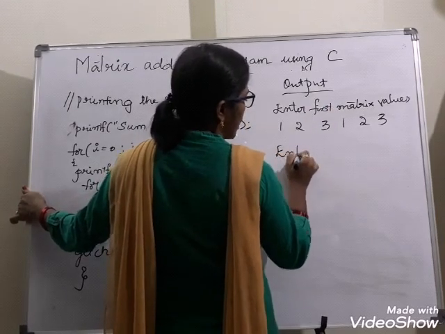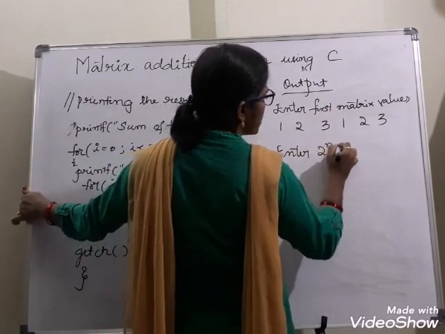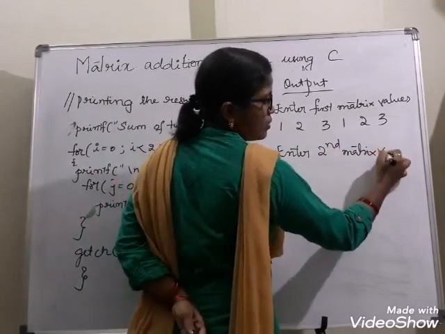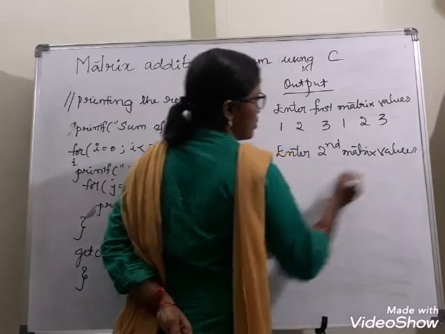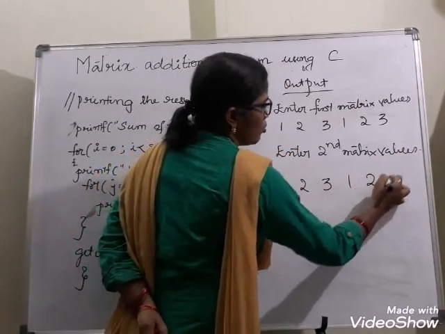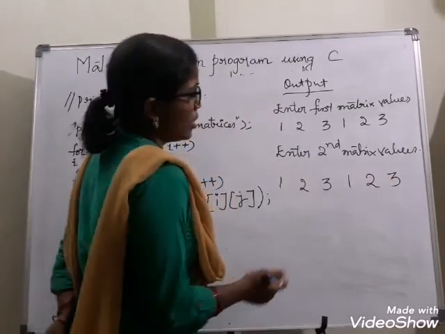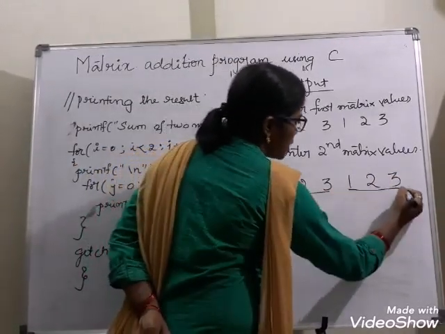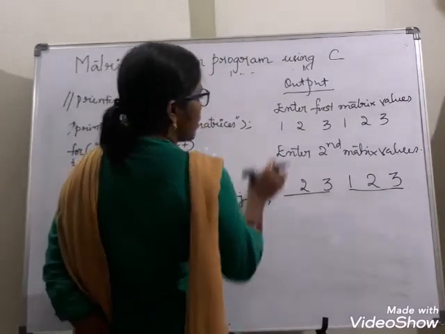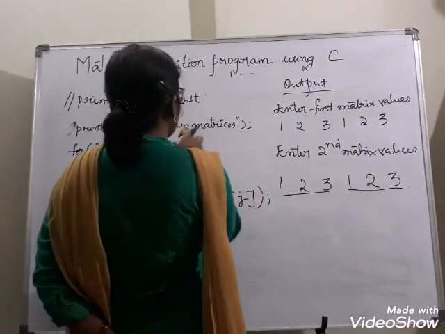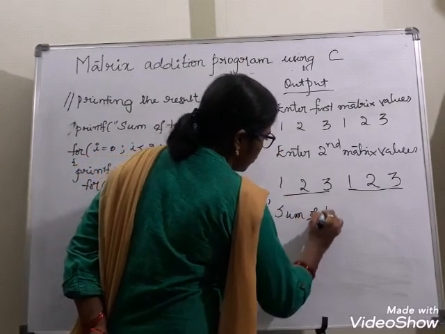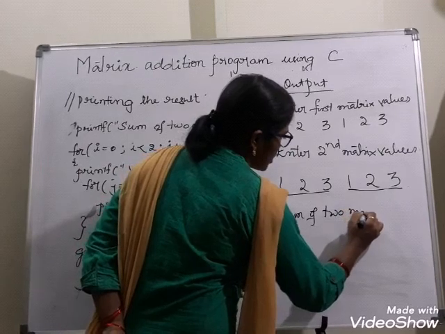Enter. Next. After entering, it asks for second matrix values. So I will again enter 1, 2, 3. 1, 2, 3. This is for first row. This is for second row. So finally, after reading these two values, what is the result? I will get the sum of two matrices.